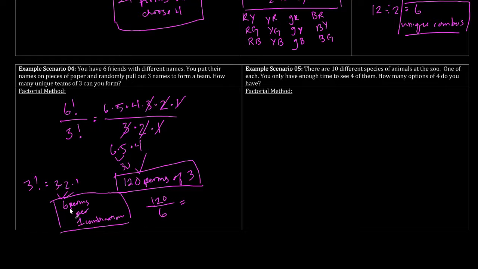I'm going to go back real quick. 6 permutations per one combination. If it helps you, you can get rid of that one. So we're going to take 120 total permutations of 3 divided by 6, because each one combination has 6 of the same, basically. And we get 20 unique combinations.